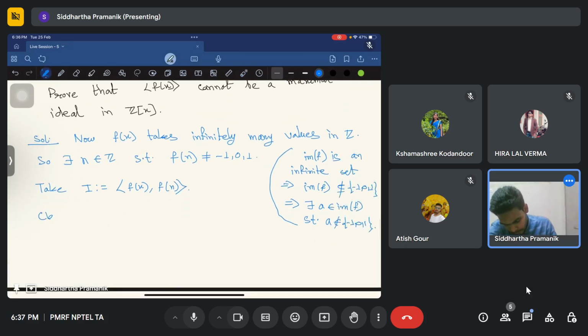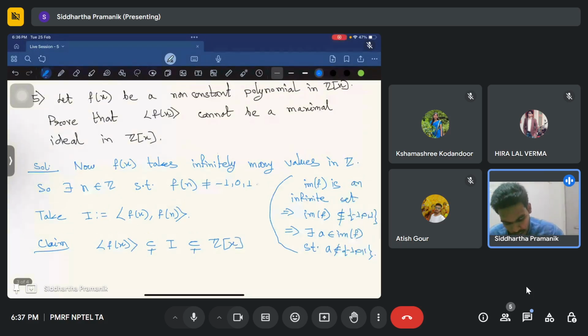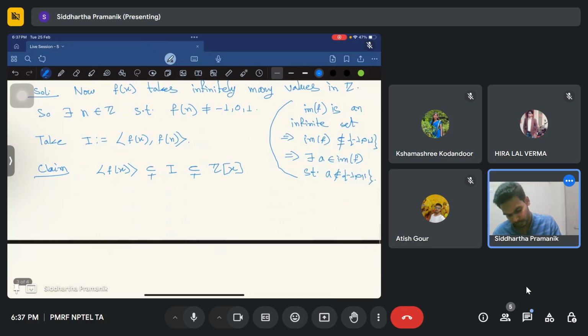So claim: the ideal generated by f(x) is a proper subset of I and I is a proper subset of Z[x]. So that will prove that the ideal generated by f(x) cannot be maximal. Okay, so let's prove this proper containment first. The ideal generated by f(x) is a subset of I, it is clear, but we need to prove it is a proper subset.